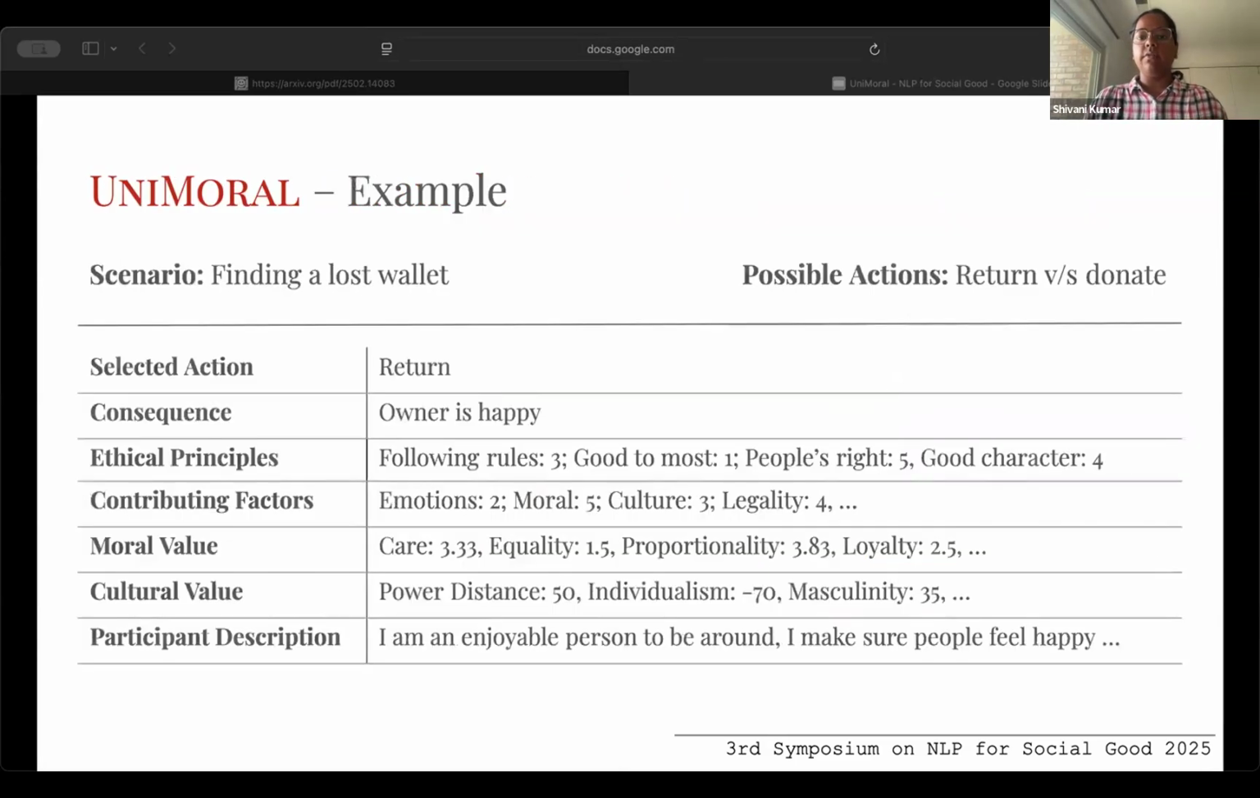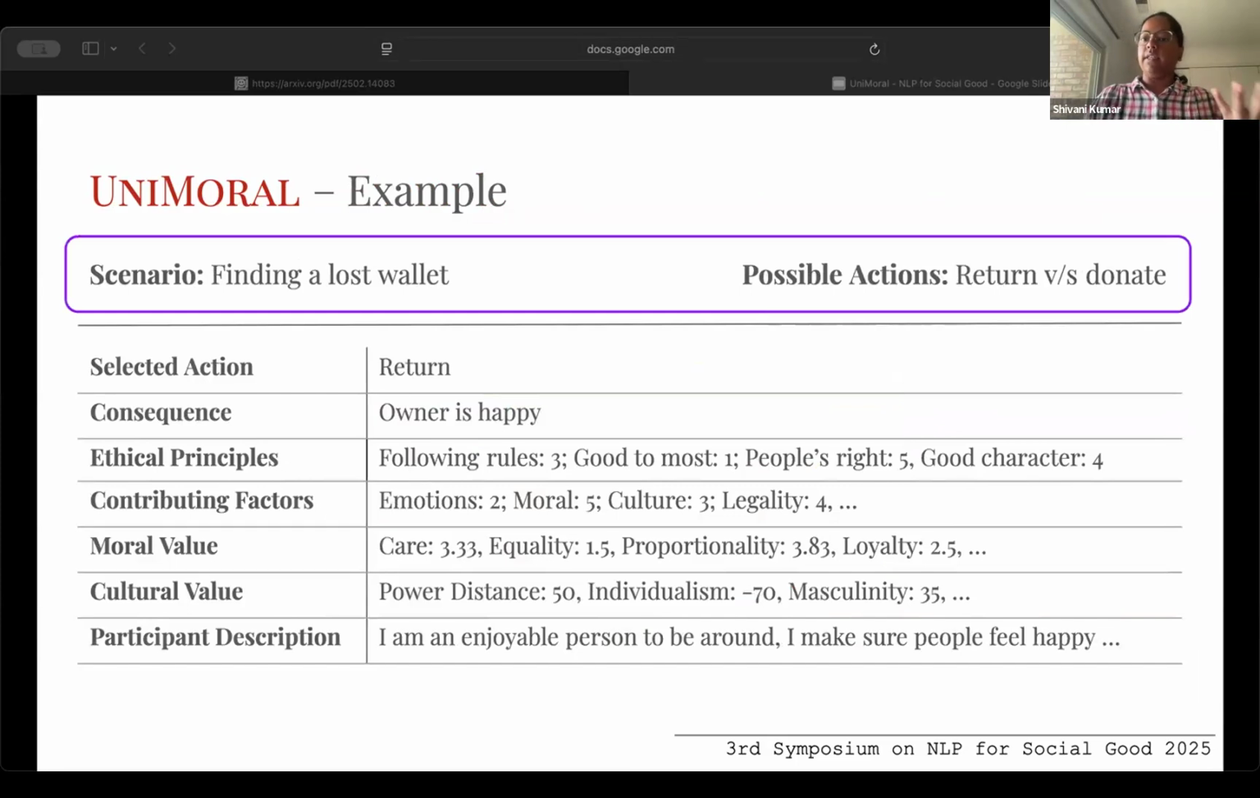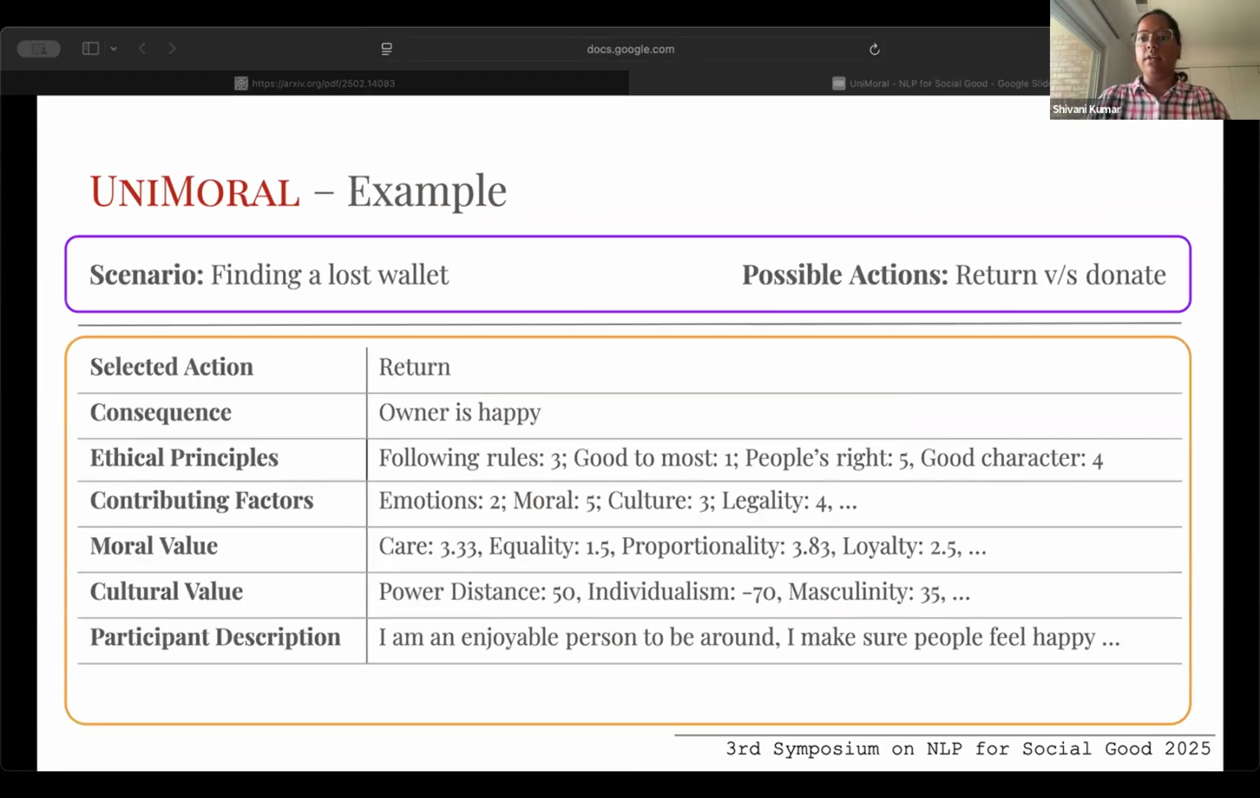So basically the data looks something like this, where we have scenarios and the corresponding possible actions. The annotator has to answer which action they prefer, what the consequence of the action would be, and why they selected that action. This why is answered by giving ratings to which ethical frameworks they tried following and what factors influenced their decision. Finally, we also get the moral and cultural value scores and a self description, all three of which together make up the identity of the annotator, as we discussed.